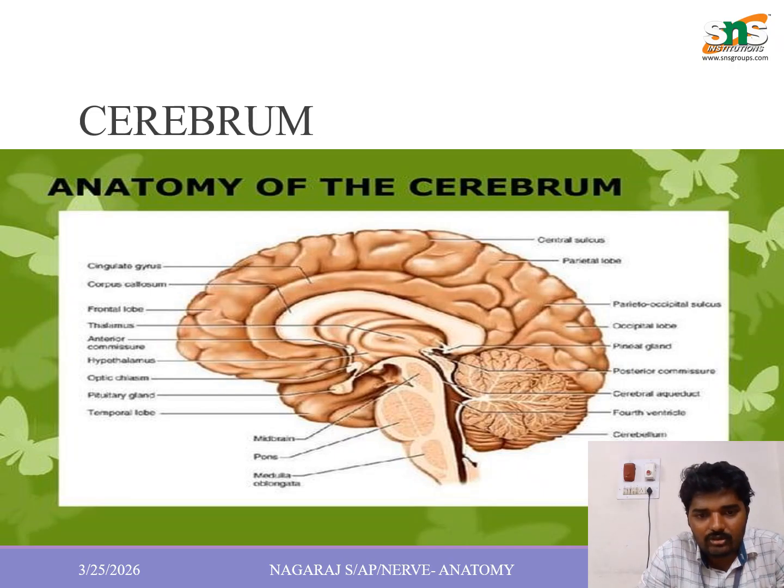Then the anterior commissure. Below this structure are the hypothalamus, optic chiasma, pituitary gland, and temporal lobe. On the right side, the first structure is the central lobe, then the parietal lobe and parieto-occipital sulcus. Behind this structure is the occipital lobe. Then the pineal gland, posterior commissure, cerebral aqueduct, fourth ventricle, and cerebellum.